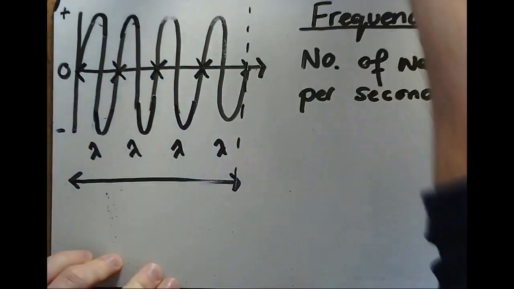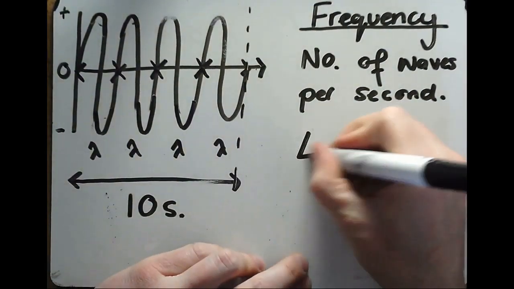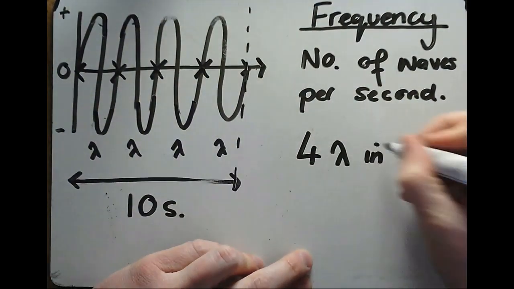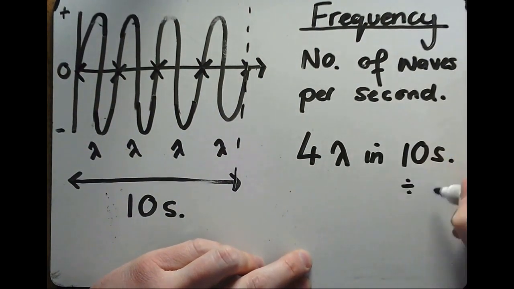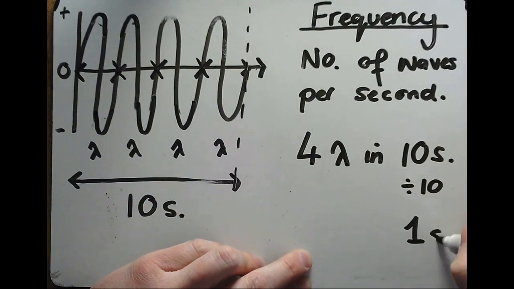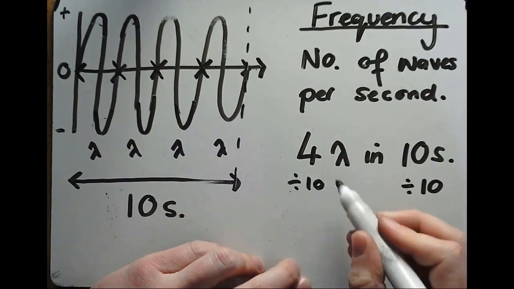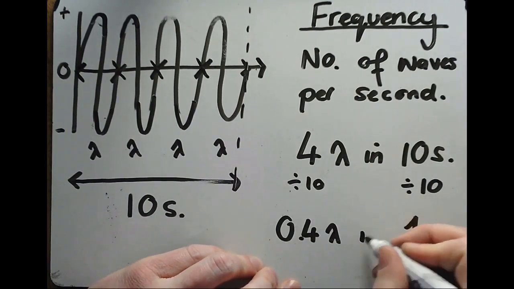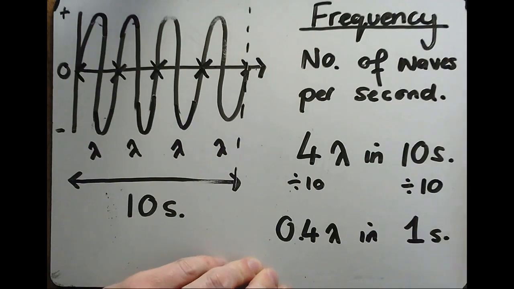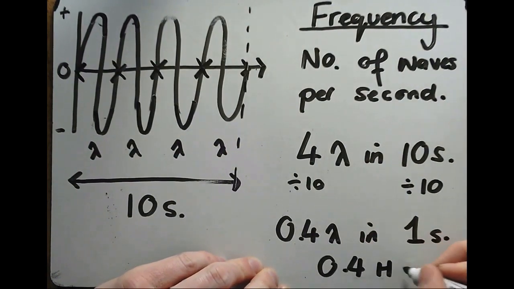Let's say that this wasn't 2 seconds. Let's say that this was 10 seconds. So we've got 4 wavelengths in 10 seconds. We're going to get this to 1 second, so we divide by 10. It's going to give us our 1 second. And we're going to divide this side by 10. 4 divided by 10 is 0.4. So we have 0.4 waves in 1 second. So we've got a frequency of 0.4 hertz.